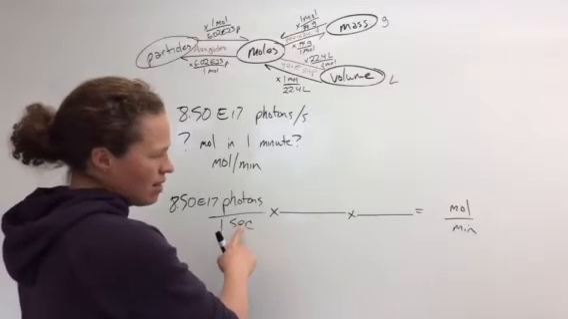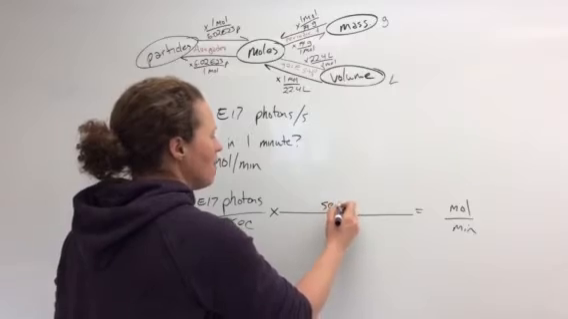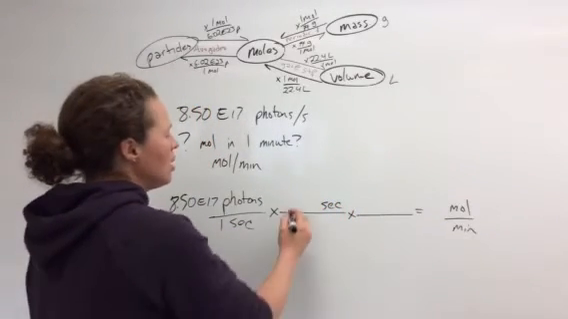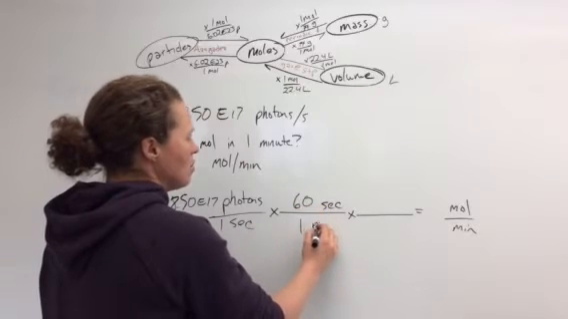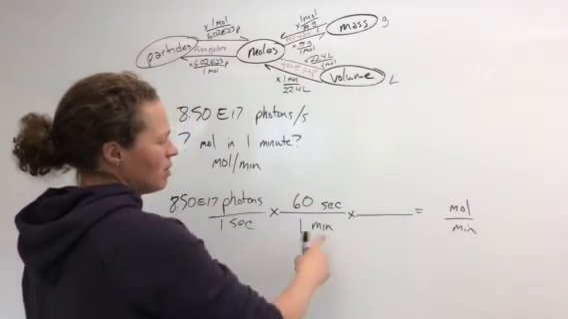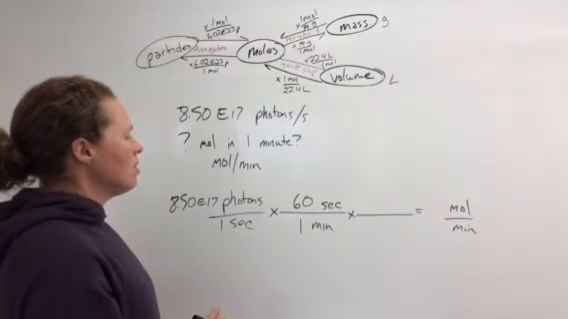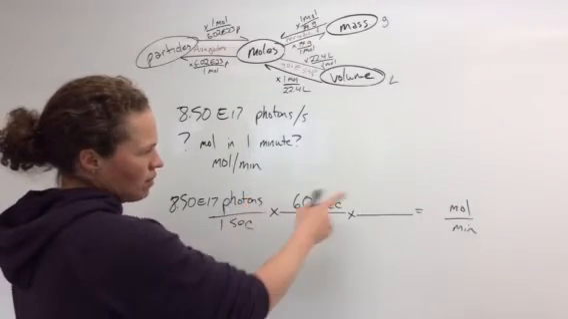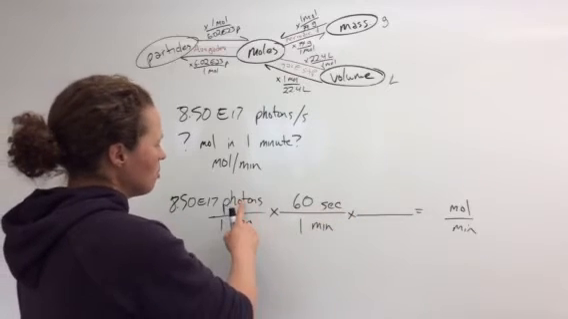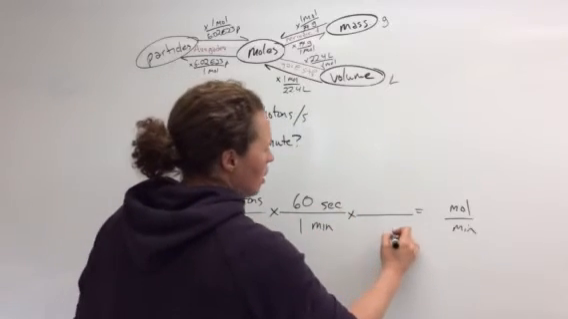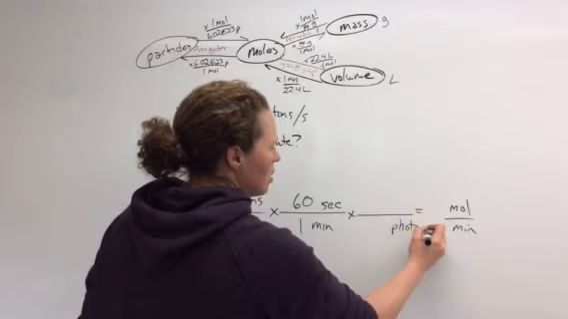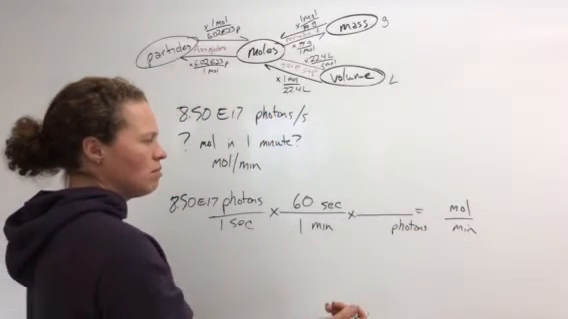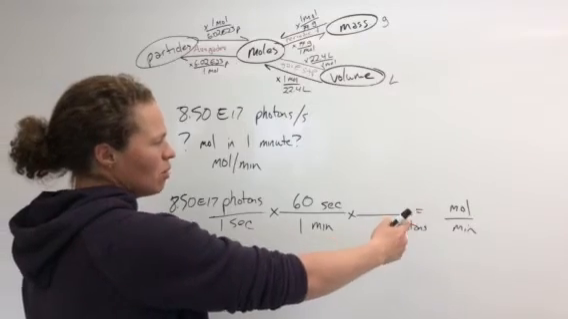I want to get rid of the seconds. They're on the bottom, so I put them on the top. Now they're on top and bottom. They'll cancel out. Good to go. I know that there are 60 seconds in 1 minute. Oh, look, my minutes are on the bottom. Yay! So I'm going to leave that the way it is, and I'm going to look at photons. I don't want photons. They're not in my answer. So I'm going to put photons where they aren't, which is on the bottom. I've got my photons here. And what do I want to change them into? I want to change them into moles.